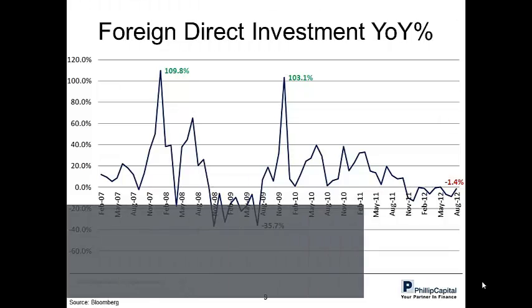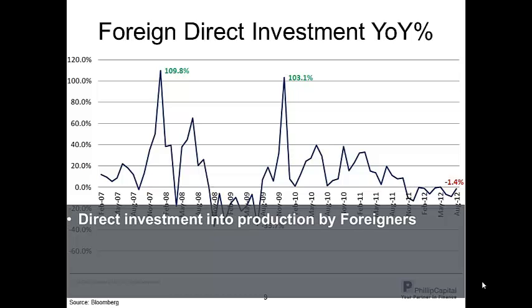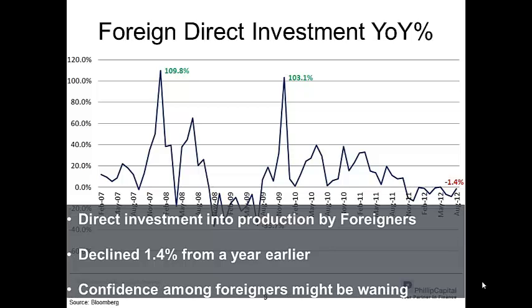Foreign direct investment, FDI, is direct investment into production in China by foreign companies. FDI is different from passive investment, which is investment in securities such as stocks or bonds. Foreign direct investment in China actually fell in August 2012. As you can see from the chart, it declined 1.4% from a year earlier, the ninth drop in 10 months. This might indicate that confidence in the nation's growth among foreign investors might be waning.